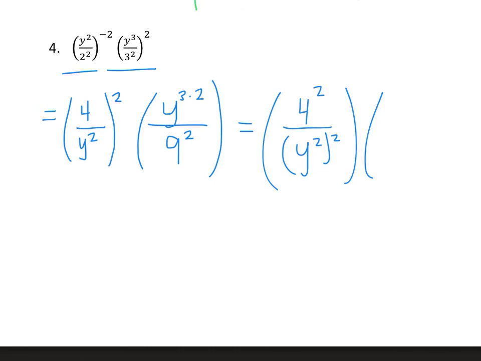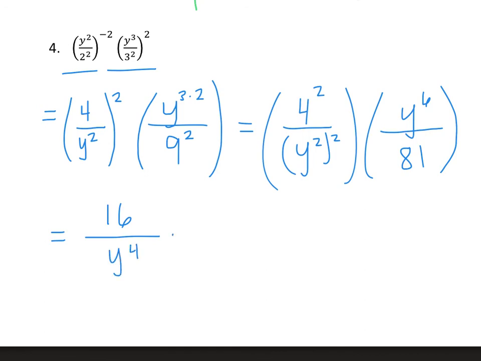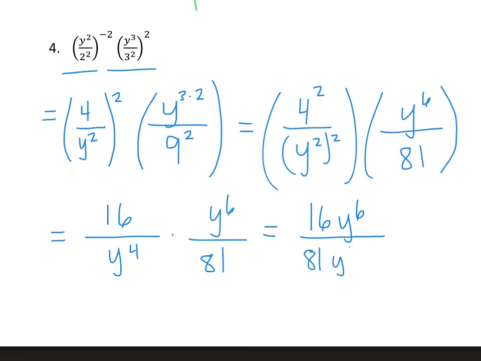And then on the other one, y to the 3 times 2 is y to the 6th. 9 squared is 81. 4 squared is 16. Y squared squared is going to be y to the 4th. So we have 16 over y to the 4th times y to the 6th over 81. Let's just reorder this, and I'm going to write this as 16 times y to the 6th over 81 y to the 4th.